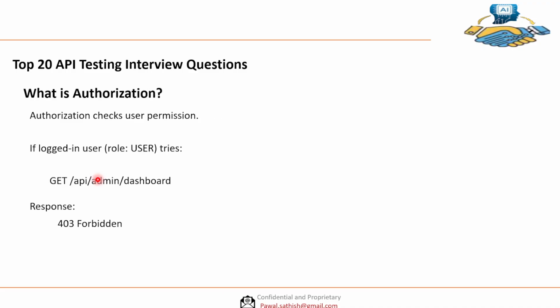Then, what is authorization? Authorization checks the user permission. What is the logged-in user's role? If the role is admin, then it will display the dashboard. If the role is not admin, then we will get the response 403, forbidden. Since this is my normal user, when we send the request using GET, we got the response 403. We'll see more details on the exact difference between authentication and authorization in the next slide.